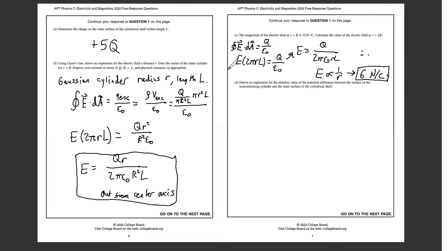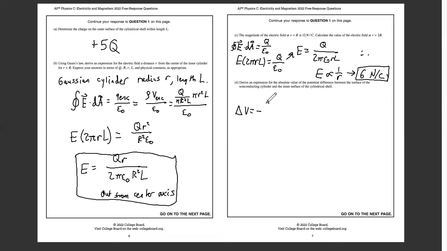All right, part D: derive an expression for the absolute value of the potential difference between the surface of the non-conducting cylinder and the inner surface of the cylindrical shell. So what do we have to do here? Well, what we have to do is take that equation for potential difference.